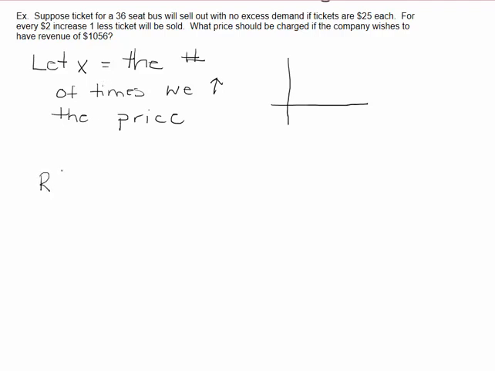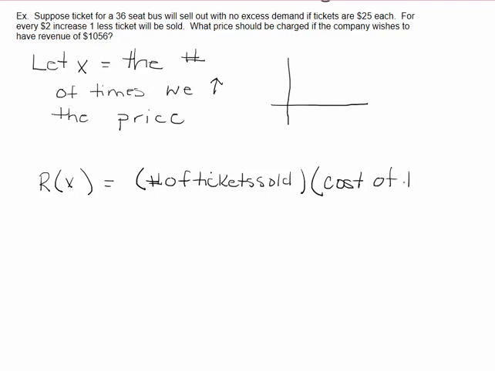Revenue, it's also good to keep in mind, is all the money that comes into the company. So it's the number of tickets sold, for whatever it is you're talking about, multiplied by the cost of each ticket. If we multiply those two things together, we have a total amount of money that comes in.